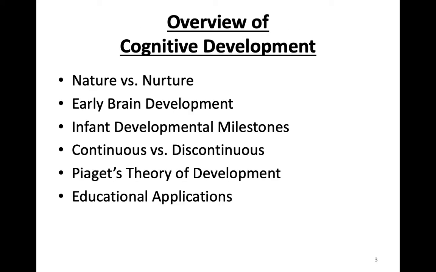So just an overview, we'll start by returning to the idea of nature versus nurture. I want to review early brain development, infant developmental milestones, talk about continuous versus discontinuous development. In the order of the lecture, that's going to come after Piaget's theory, which is kind of a main focus of this lecture. And then I'll end with educational applications.